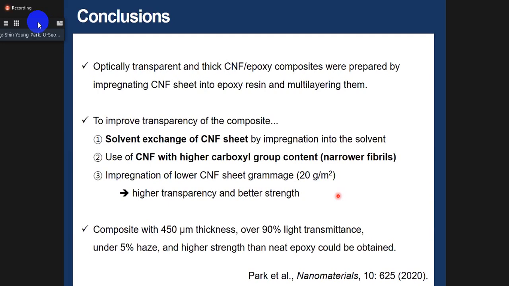It was shown that solvent exchange of the CNF sheet by impregnating the sheet into the solvent could improve the transparency of the composite. In addition, higher carboxyl group content CNF with narrower fibers was beneficial for preparation of the transparent composite. In case of the effect of sheet grammage, lower grammage sheet led to the higher transparency and higher strength of the composite. Finally, we could obtain thick, transparent, and mechanically reinforced CNF epoxy composite.